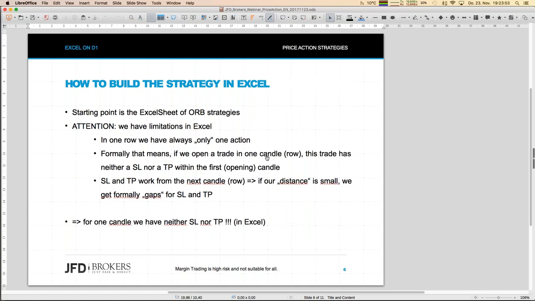So now we want to get that kind of strategy into an Excel sheet in order to check whether it really works. And since we have had already one other strategy, which is a little bit similar, and that is the open range breakout strategy, I started with exactly that kind of Excel sheet. And then I made some changes to that Excel sheet in order to get the price action strategy out of the same Excel sheet, which is always wonderful. By just changing a little bit around, we come from one strategy to the other one.